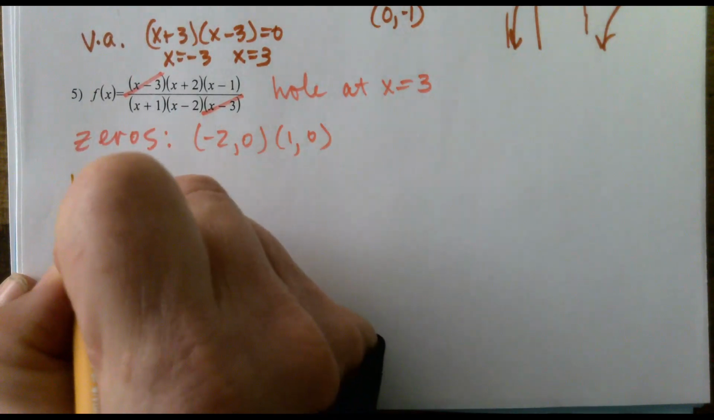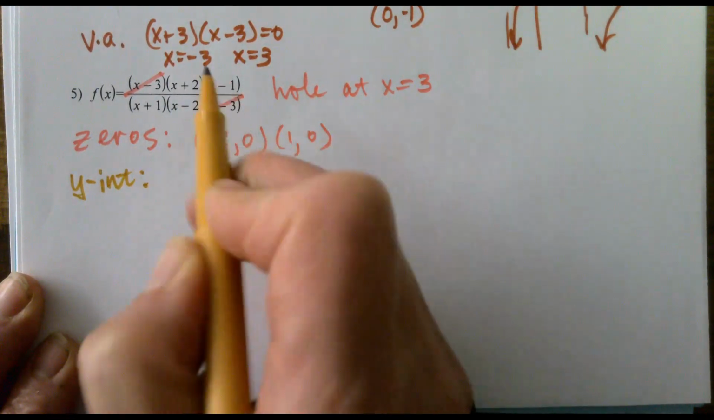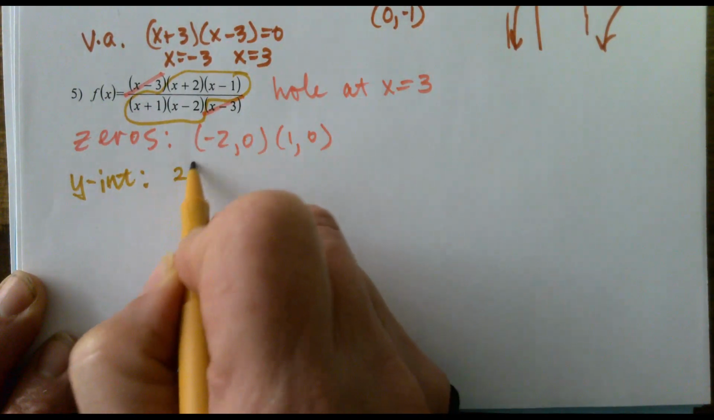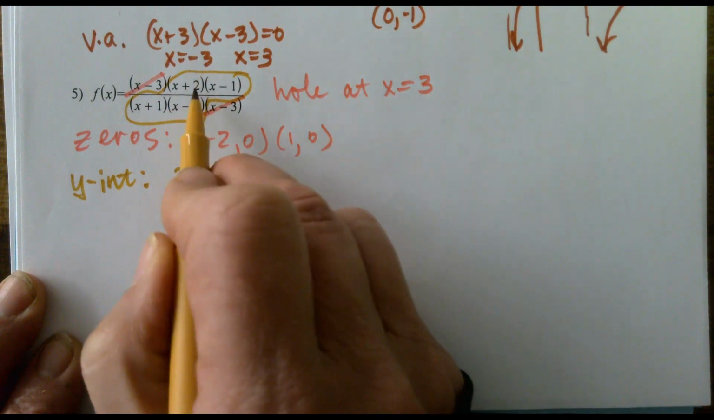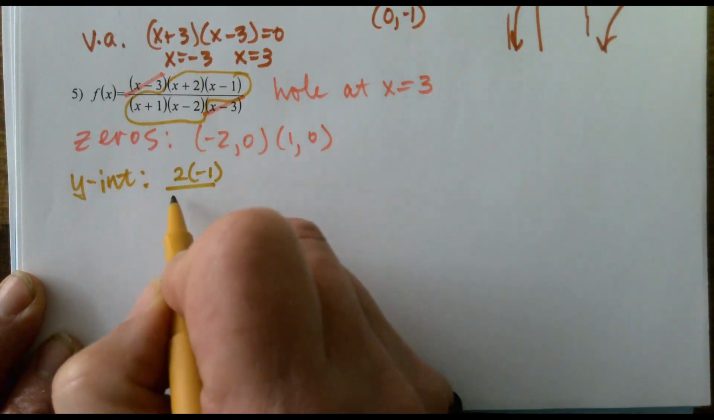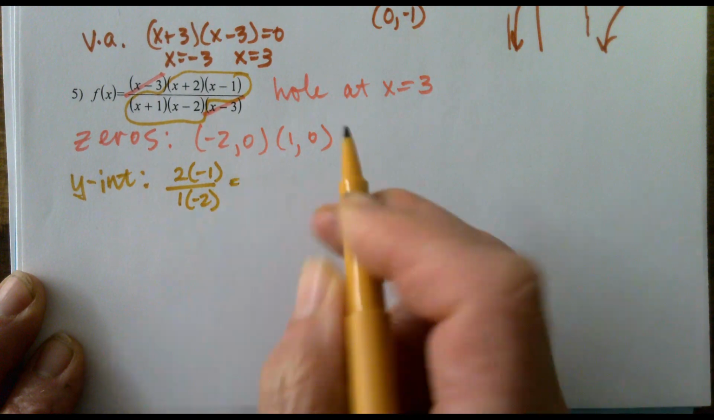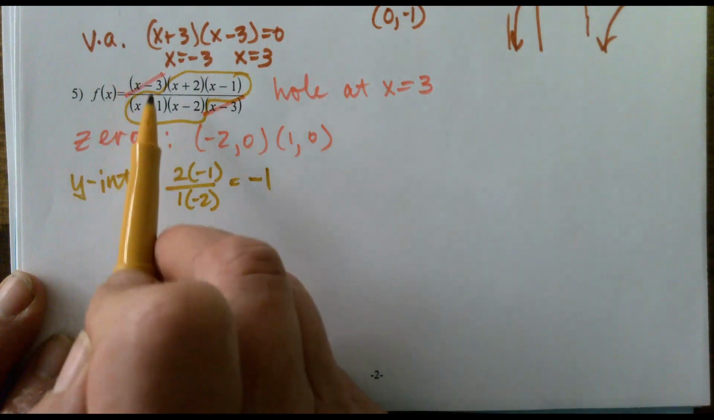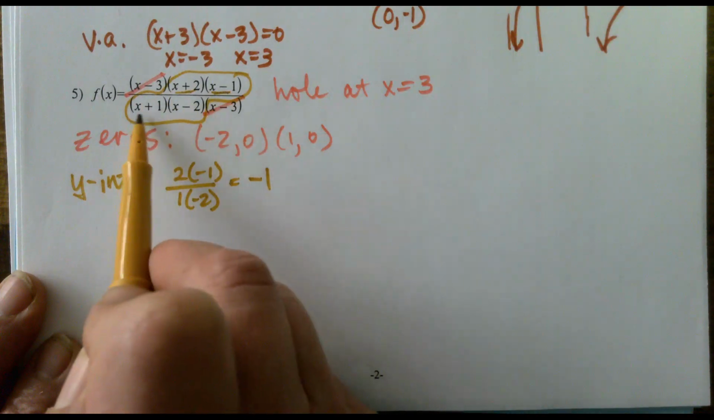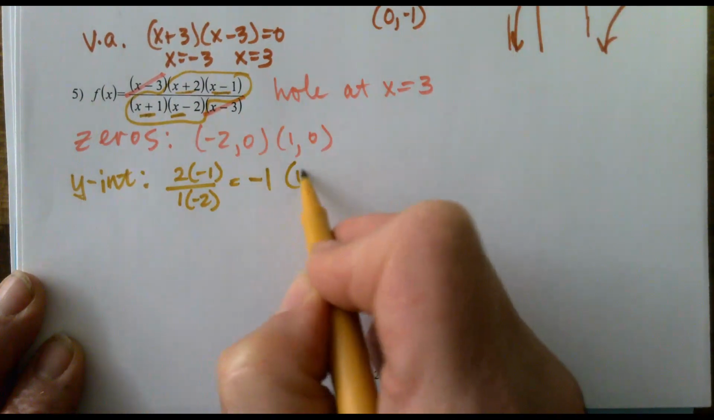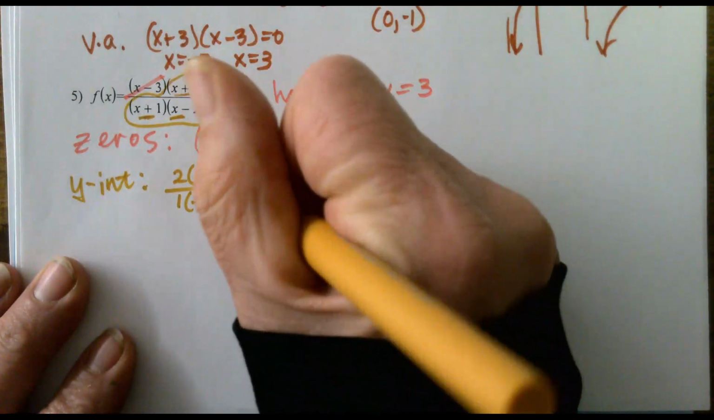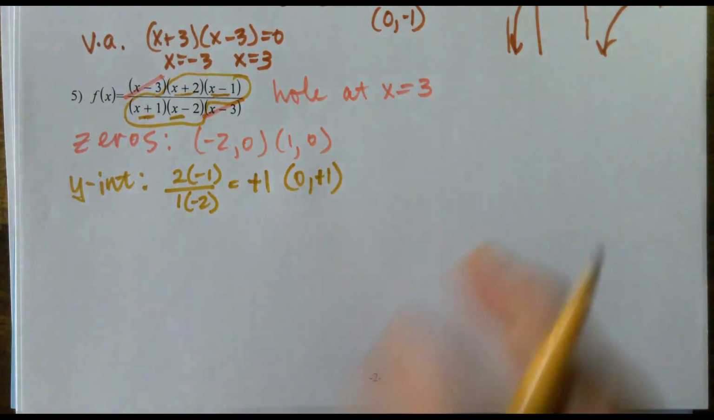All right? Then I'm going to find my y-intercept. And my y-intercept is going to take these guys that are left, and it's going to be 2 times negative 1, 0 plus 2, 0 minus 1, over 1 times negative 2, or negative 1. Again, I just put 0 in there, put 0 in there, put 0 in there, put 0 in there. That's the point 0, negative 1. Yes? Positive 1? Positive 1. Wait a minute. Positive 1. Thank you. Okay.